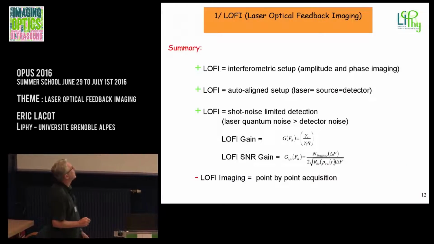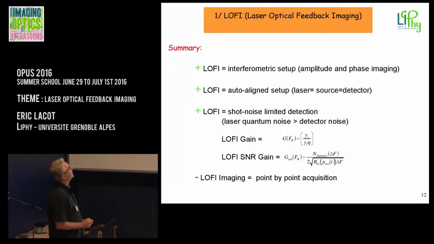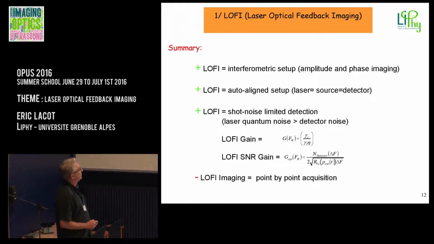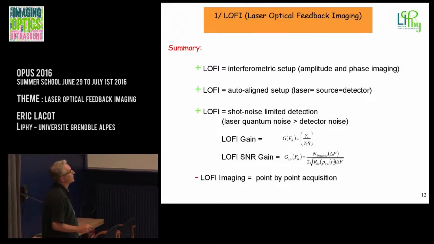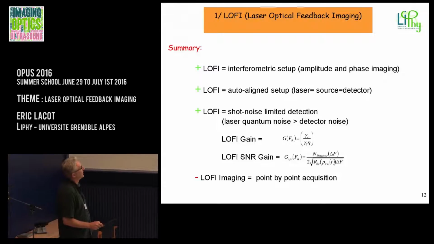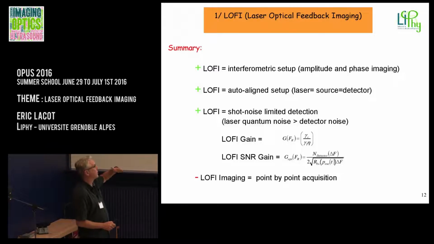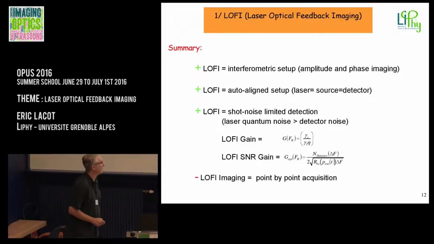So to summarize a little bit this part about the principle of LOFI, laser optical feedback imaging, the first advantage is that LOFI is an interferometric setup which allows amplitude and phase imaging. Another advantage is that the LOFI setup is auto-aligned due to the fact that the laser is the source and also the detector of photons. So there is no complex alignment to do. The LOFI also is shot noise limited due to the LOFI amplification gain, which allows to have a laser quantum noise which is above the detector noise.